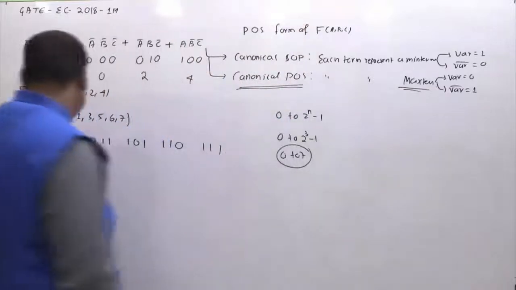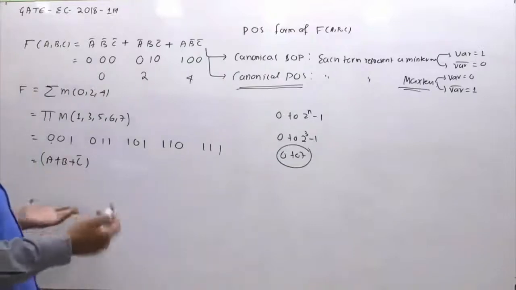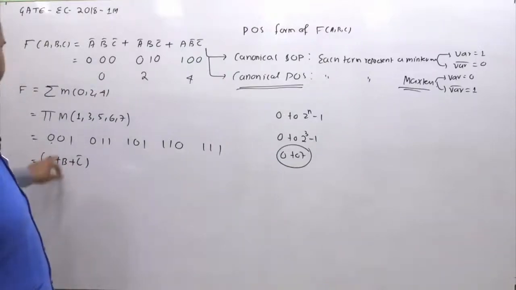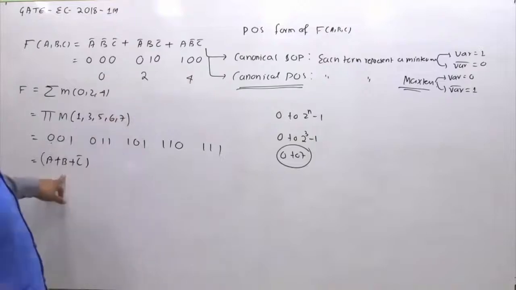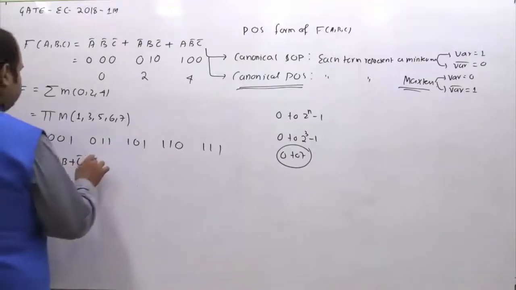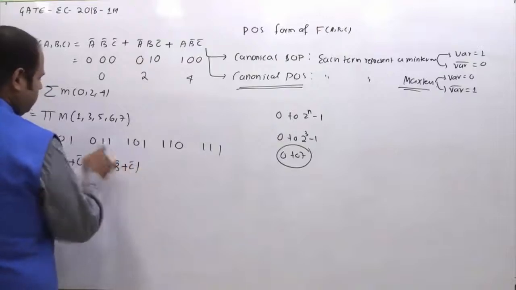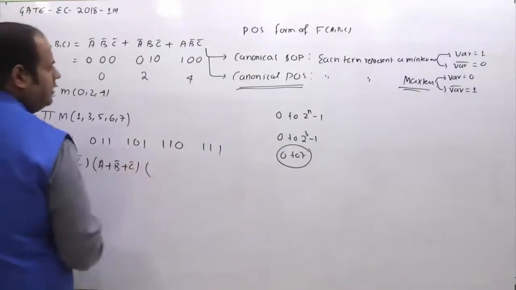So with respect to each of these, I will be getting a term which is a sum term, and equivalently they will be multiplied. So while translating them into equivalent terms, I am following these conventions. 0 I am replacing with the variable, 1 I am replacing with the variable complement. Similarly, here it is A plus B bar plus C bar, and here for this 1, what will you get?